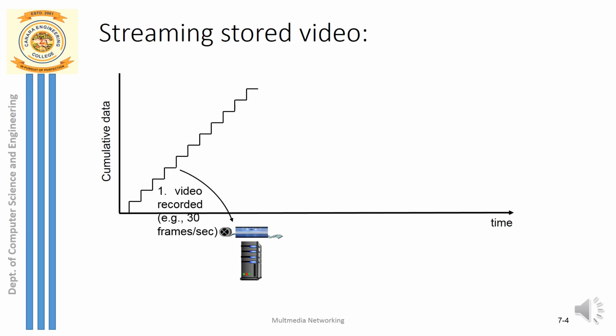In streaming stored video, the client requests a video and the request is sent to the remote server. For example, if I want to watch a YouTube video, I click on the video link available on the screen. The moment I click, the request is redirected to the remote server, which is the YouTube server. Now the server will send the requested video file to the remote client.